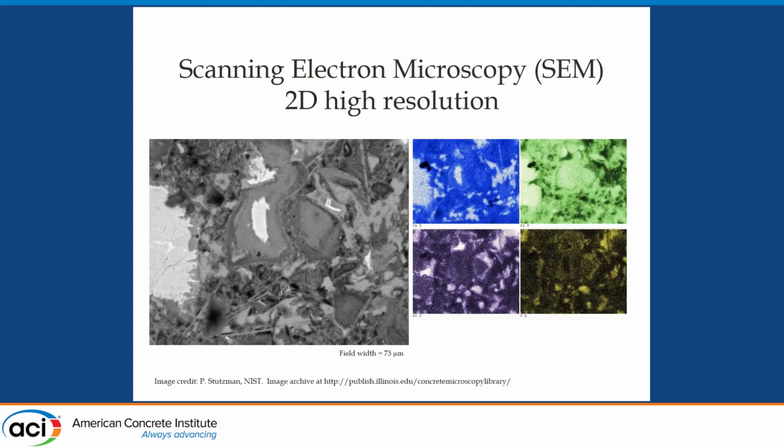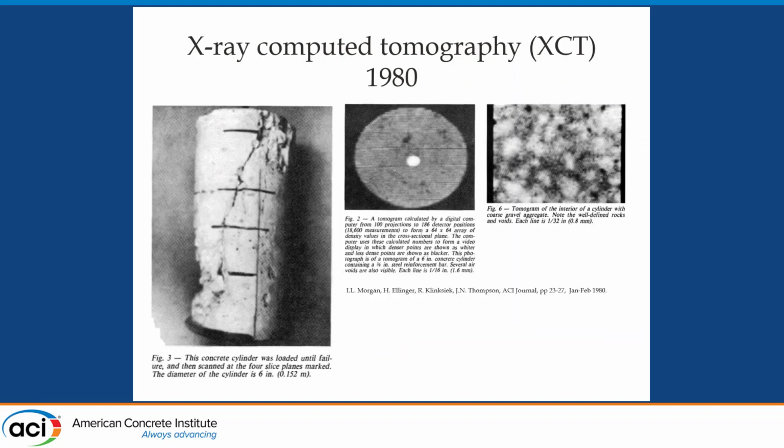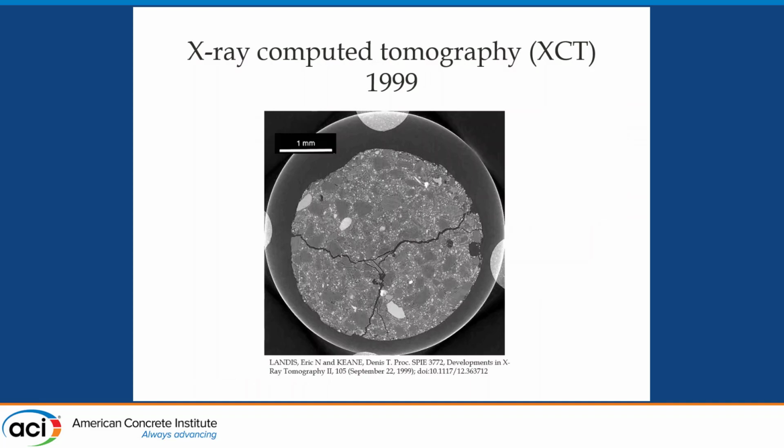So scanning electron microscopy, two-dimensional, high resolution, and I show here some pictures from NIST. Paul Stutzman, the world's greatest electron microscopist. He did some fantastic work in the ACBM days. And then along comes X-ray computed tomography. And I found this older paper, might be one of the very earliest, 1980, where someone was using this to look at rebar and so on, very low res. By 1999, we're getting higher res. This picture is by my very good friend Eric Landis, who's in the audience with us. We'll give him a shout out.